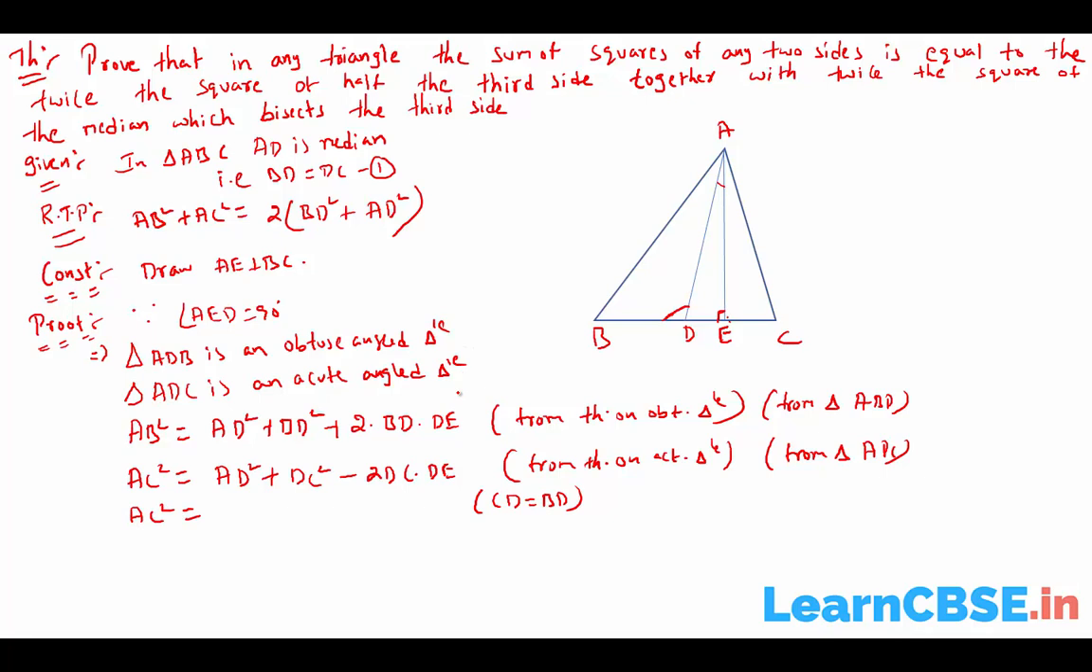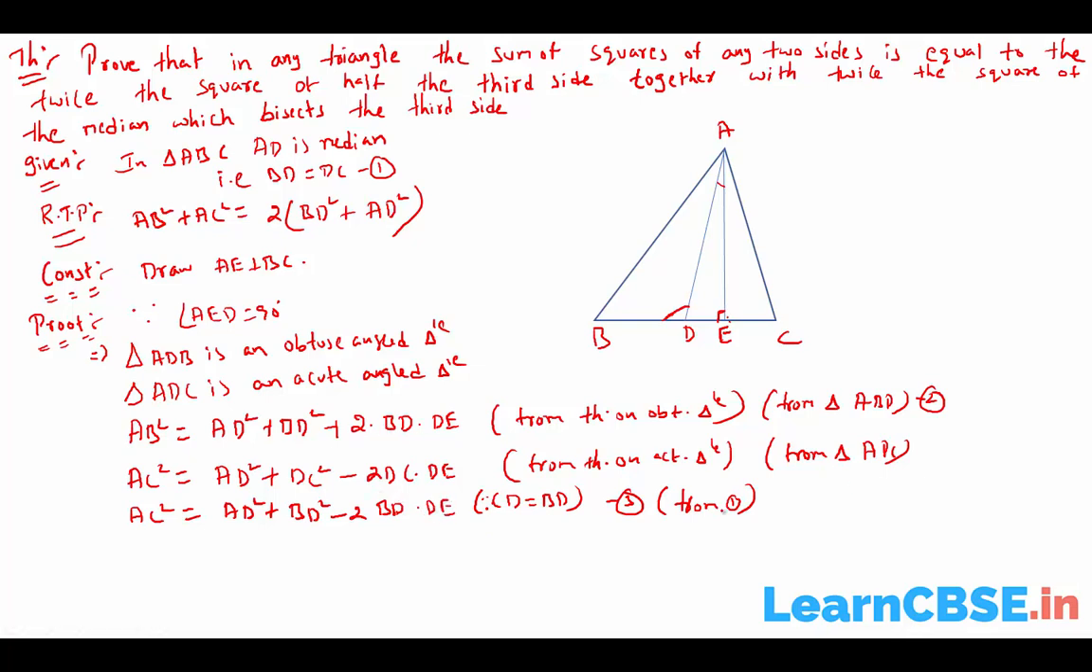Let it be equation 2. Let it be equation 3: AC square equals AD square plus, in the place of DC I'm replacing with BD, BD square minus 2BD into DE. So in the place of CD or DC, I'm writing BD, since AD is the median, from 1, BD equals DC.